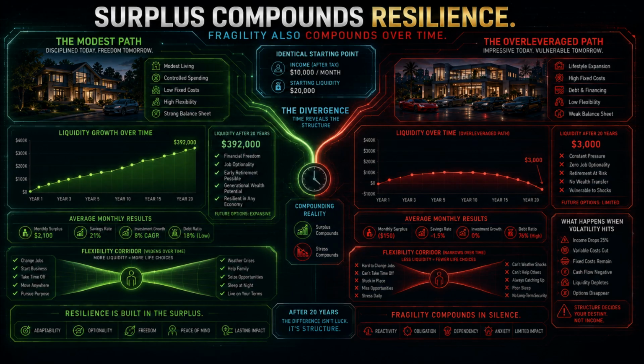Over long periods, modest systems and over-leveraged systems diverge dramatically. The modest household consistently generates surplus, builds liquidity, expands optionality, strengthens solvency, and compounds resilience. Liquidity accumulates faster over time, adaptability increases, future choices expand. But the visible, wealthy, fragile system experiences thin recurring surplus, slower liquidity accumulation, higher dependency on stable income, and weaker resilience. This is compounding fragility. And eventually, the externally impressive system may become internally unstable. This is one of the deepest lessons in financial architecture. Visible wealth and structural strength are not the same thing.